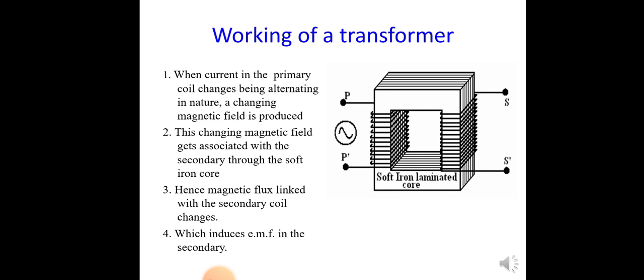So when the primary winding is energized by an alternating voltage, it produces an alternating current. It will produce an alternating flux in the magnetic core. Thus the alternating flux links with the secondary winding. So automatically EMF is induced in the secondary winding according to Faraday's law of electromagnetic induction.